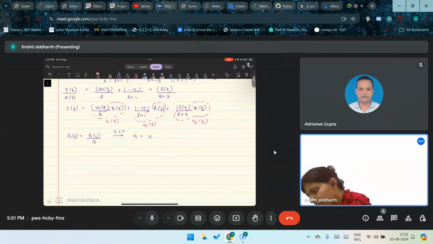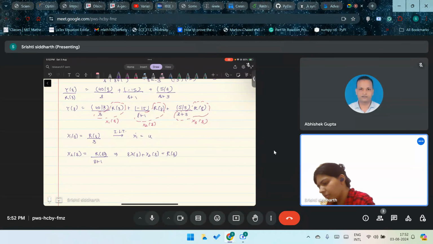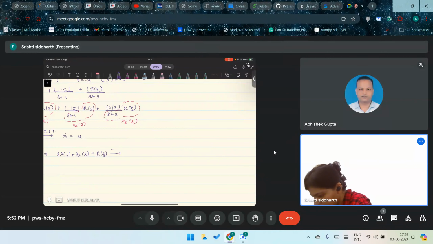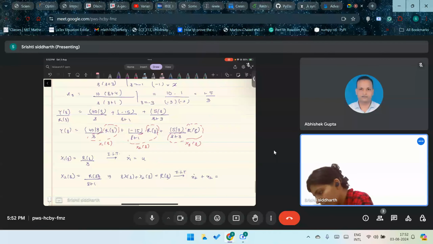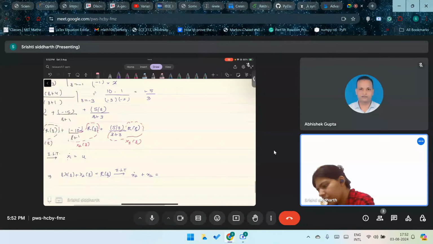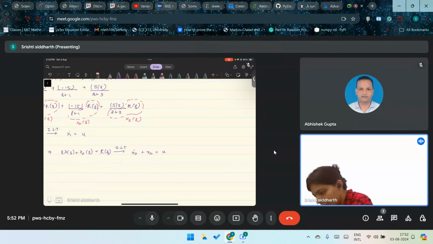Then the next relation is X2(s) equals R(s) upon s plus 1. This implies that (s plus 1) X2(s) equals R(s), and from the inverse Laplace transform we have x2 dot plus x2 equals u of t. So x2 dot is minus x2 plus u.